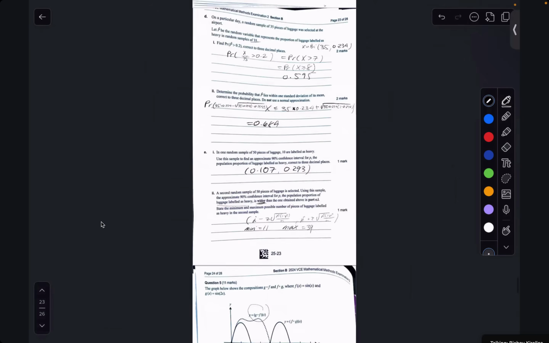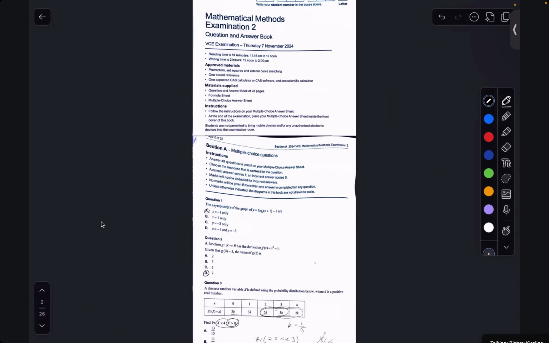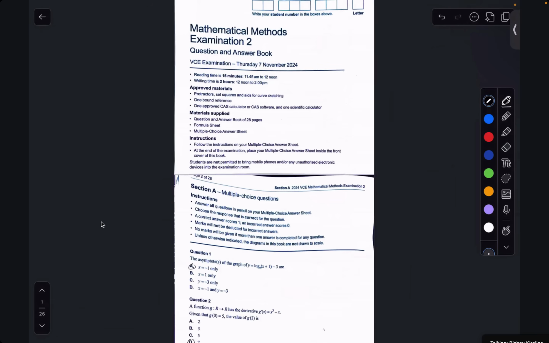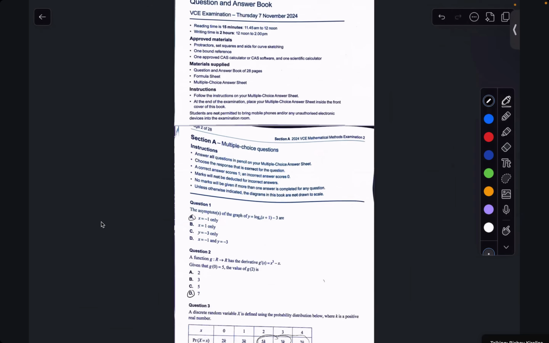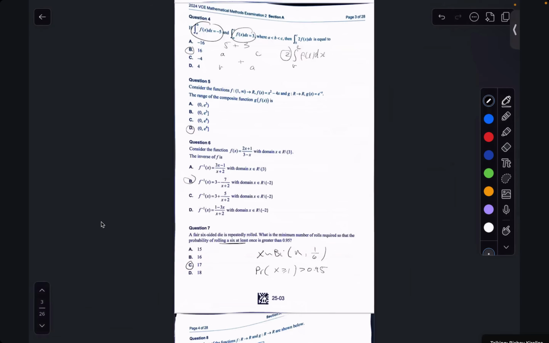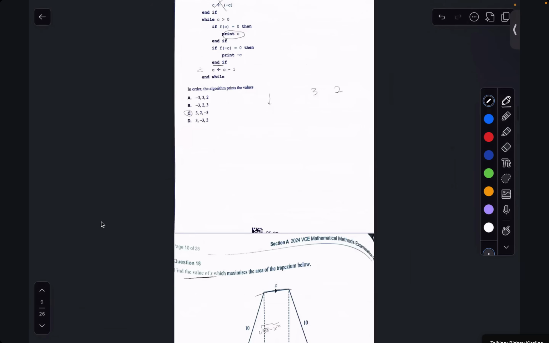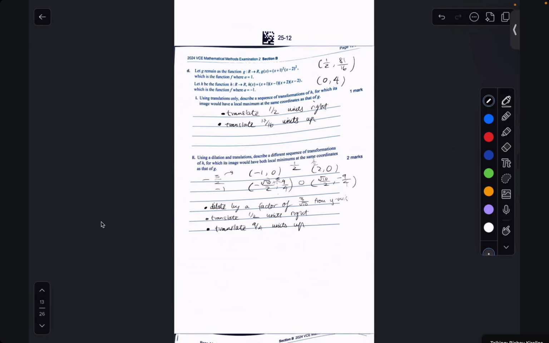So I think it's not a bad exam. It's just a little bit of annoying things for your calculator, which might slow you down. So hope everyone went well, and let me know if I've made any mistakes in the comments.